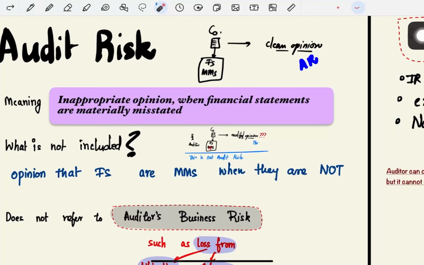So now let us start with the revision of the topic audit risk. In this video we are going to particularly discuss what is audit risk, what are the different components of audit risk, and also what are the risks that require special audit consideration.